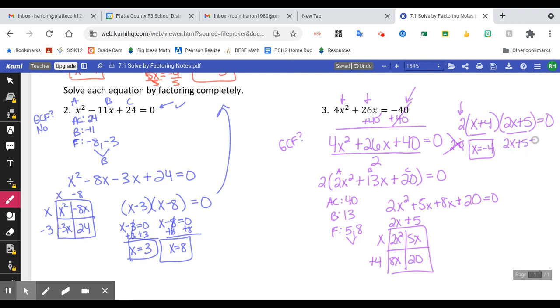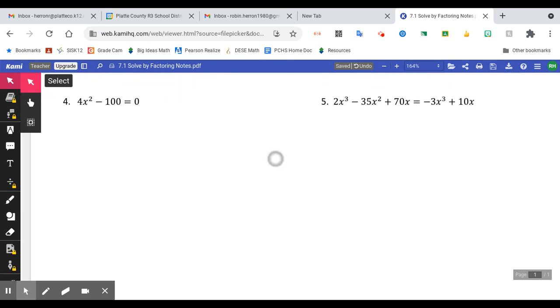Then this one is 2x plus 5 equals 0. Subtract 5 from both sides, and I have 2x equals negative 5. So when I divide by 2, I have x equals negative 5 halves. Okay? All right, 2 more.